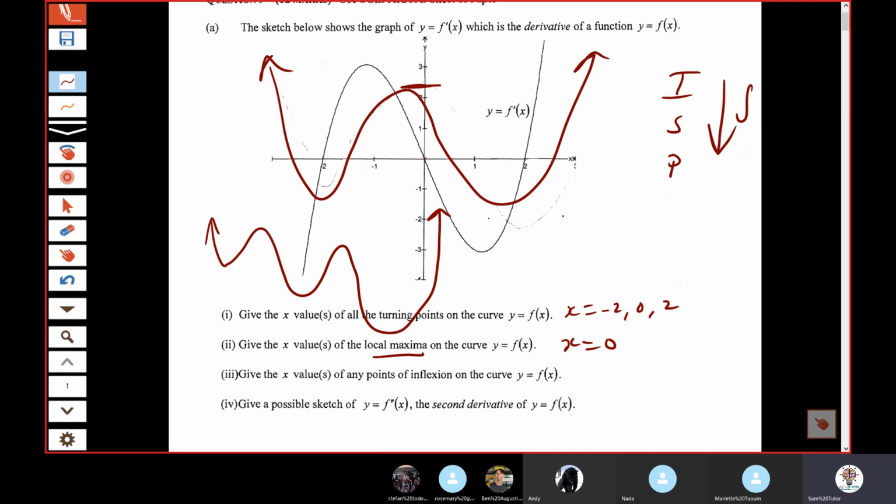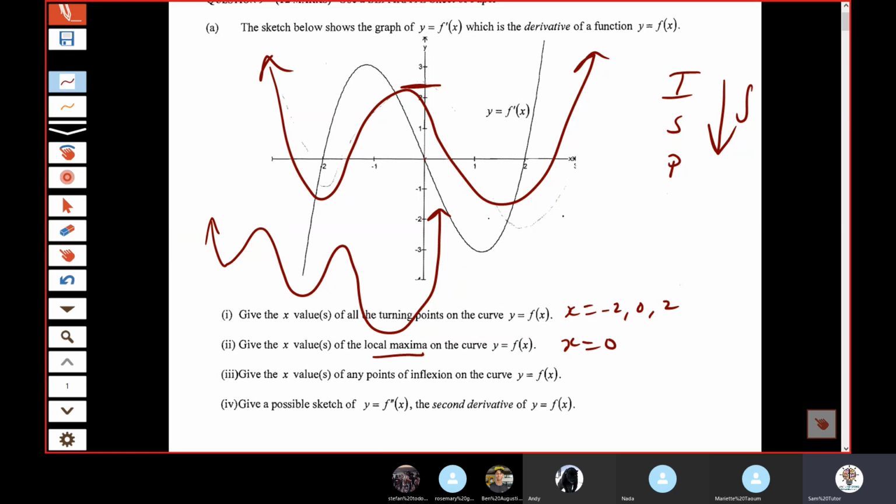Okay, let's call this graph. How many minimums do I have? 3 minimums. But which one's the local? I don't like using local. I like using global and absolute, but that's all right. Which one's the local minimum?